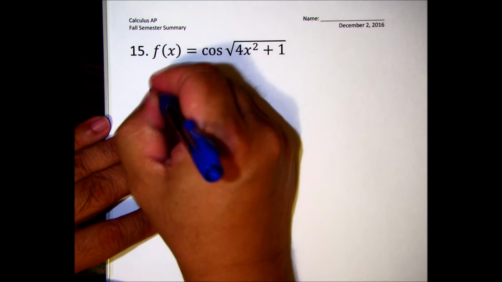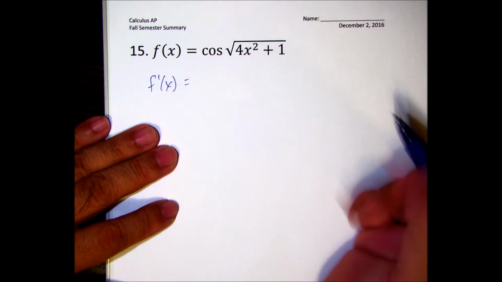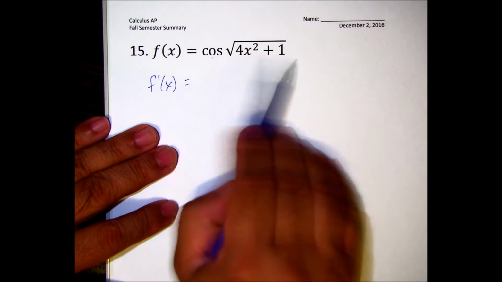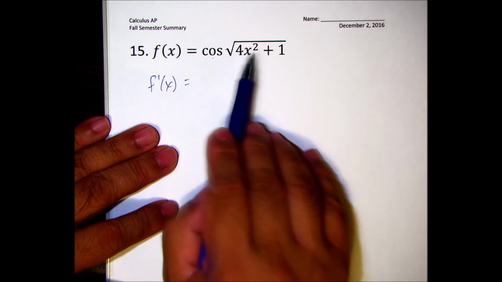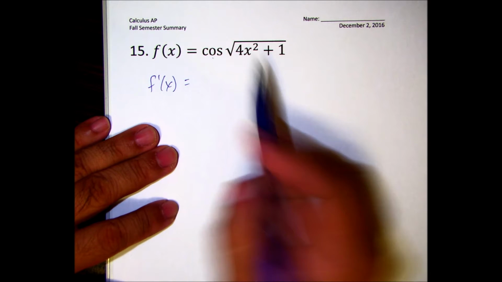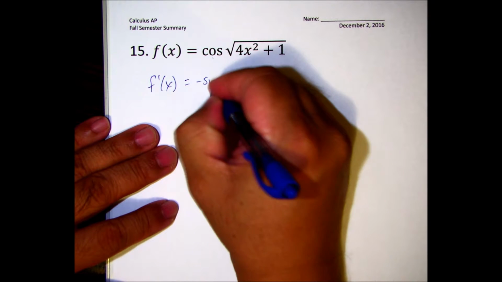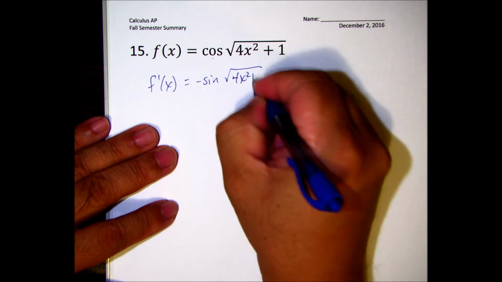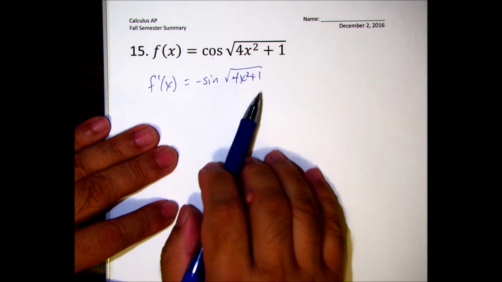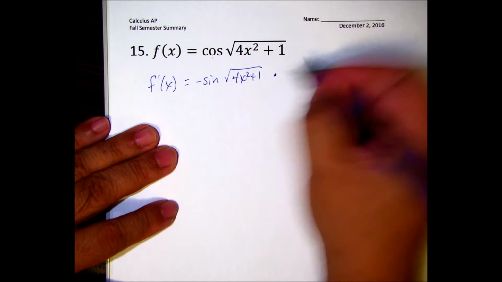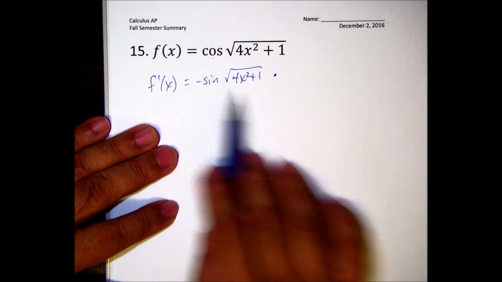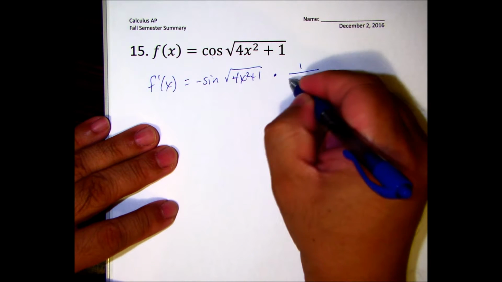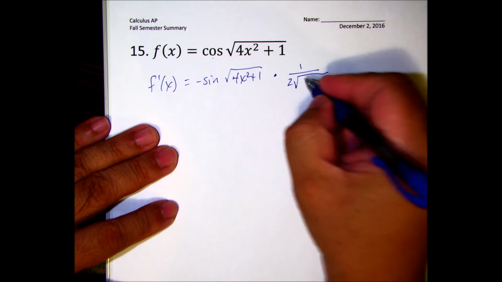This one requires the chain rule. There are three functions here. There's cosine, the outermost function. Then there's square root, one level in, and then the 4x squared plus 1, the third one. Okay, so take the outside first. The derivative of cosine is negative sine. Keep the inside constant, so I've kept the square root constant, times, now when I'm ready to take the derivative of the square root of 4x squared plus 1, the derivative of square root is 1 over 2 times the square root of the inside.